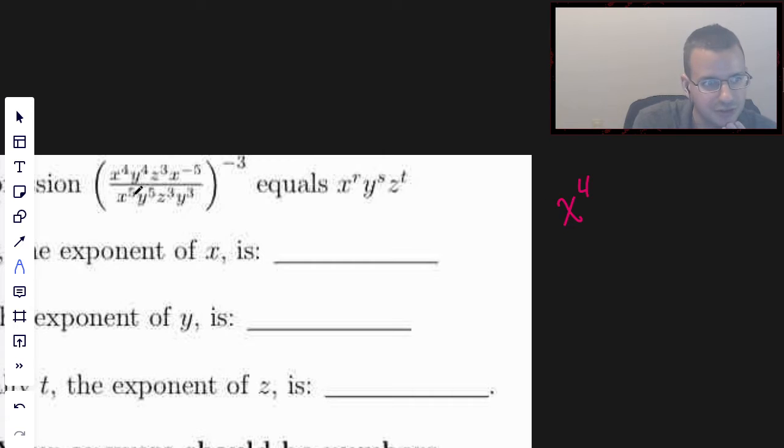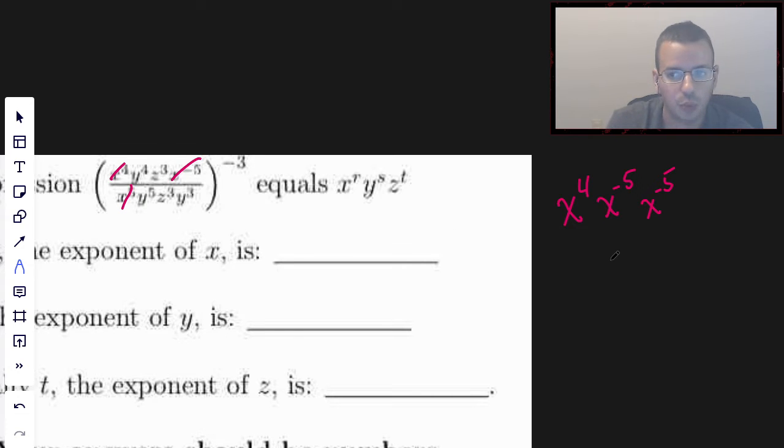So I'm going to start with x to the fourth. Then I'm going to do x to the negative fifth. And then to an x to the fifth on the bottom, to flip it to the top, you just take the negative of the exponent. So x to the fifth on the bottom is the same as x to the negative fifth on top.